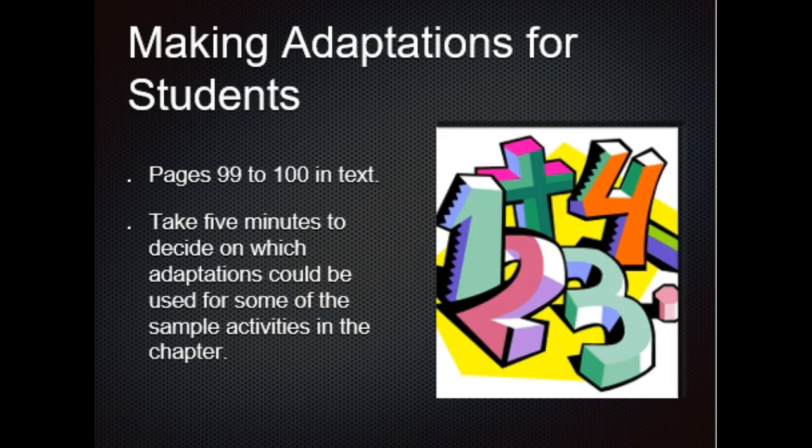Read pages 99 to 100 in the text. Then take 5 minutes to decide on which adaptations could be used for some of the sample activities in the chapter. Can you think of any others that might be missing for both children with special needs and English language learners? Share your thoughts with your instructor in an LMS email entitled My Personal Thoughts on Making Adaptations.